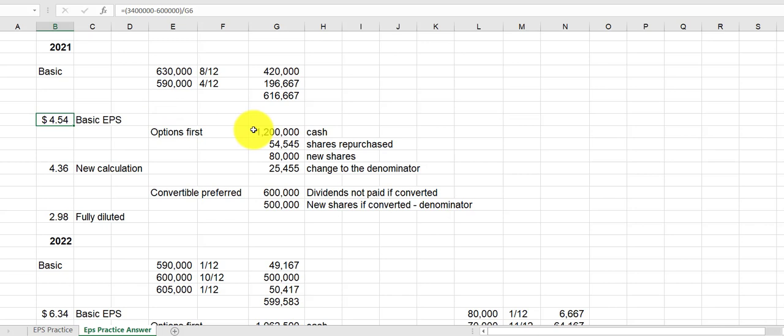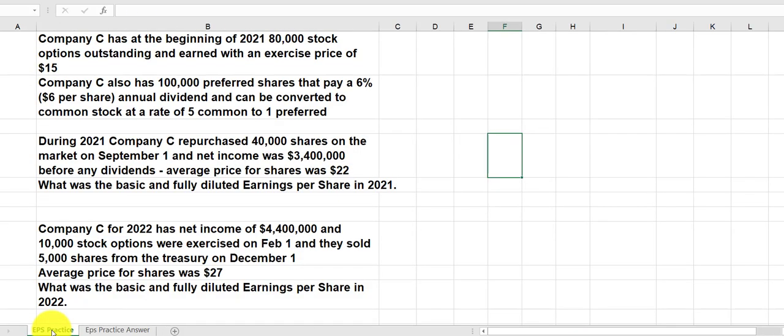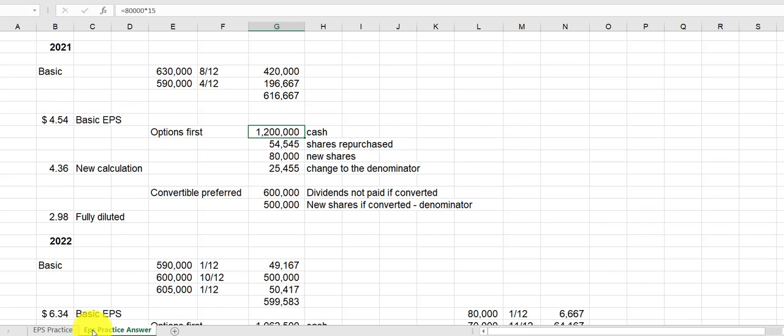Now that we have basic, we can turn to our fully diluted, always doing our options first. So we have 80,000 options that are exercisable at $15 a share, right? So if everybody exercised their options, we'd receive 80,000 times 15 or $1.2 million in cash.